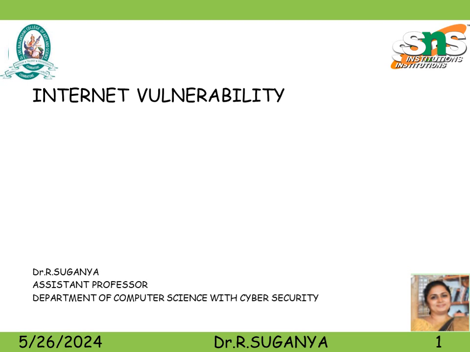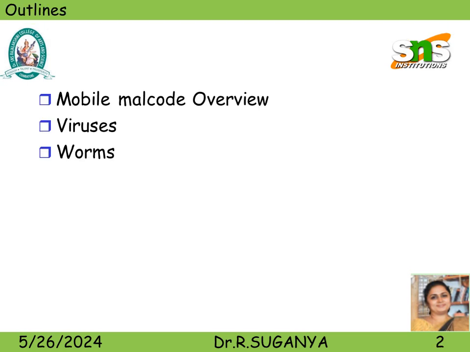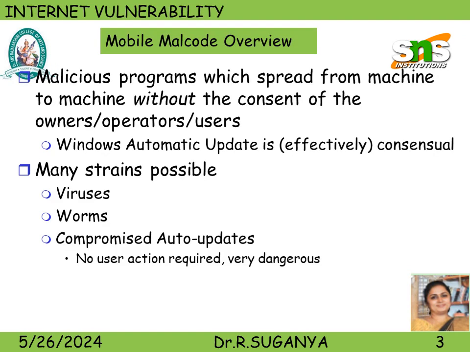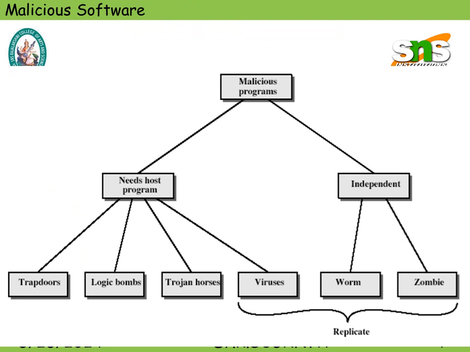Today we are going to see about the Internet vulnerability outline, the mobile malcode overview, viruses and worms. Mobile malcode means malicious programs which spread from machine to machine without the consent of the owners, operators or users. Windows automatic update is effectively consensual. Many strains are possible, like viruses, worms, compromised auto updates, and no user action is required, which is very dangerous.